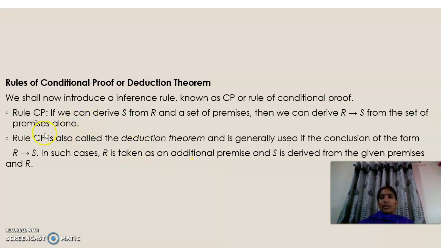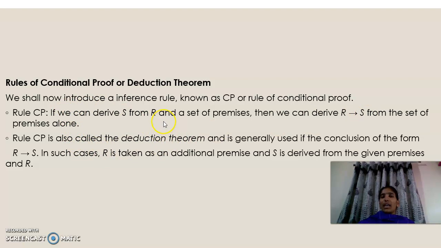So after rule T, we have the rule CP. CP is nothing but conditional proof. So what is the rule CP? If we can derive S from R and a set of premises, then we can derive R conditional S from the set of premises alone.